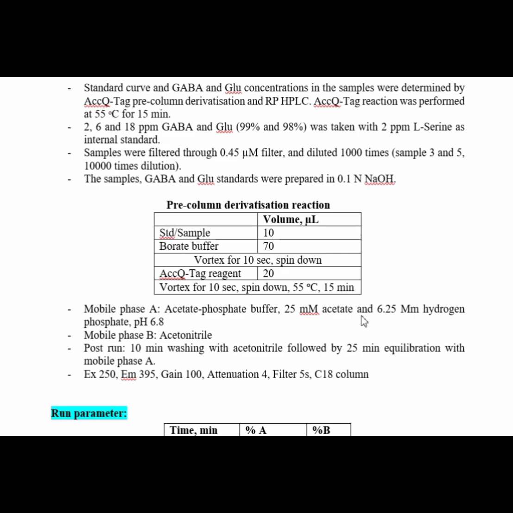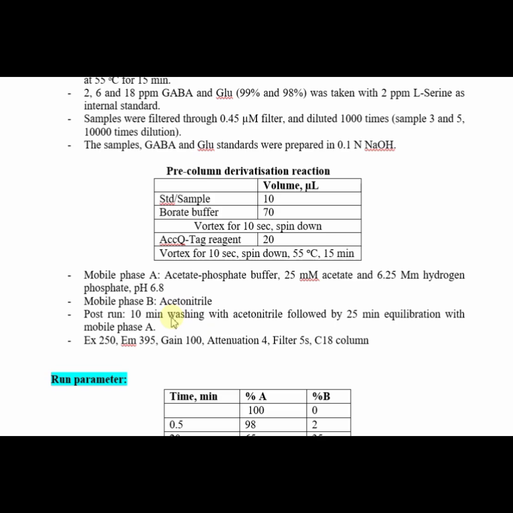For the amino acid estimation by RP HPLC, we can take mobile phase A, that is acetate phosphate buffer. Composition is 25 millimolar acetate and 6.25 millimolar hydrogen phosphate, pH 6.8. Mobile phase B, acetonitrile absolute. After running, a post-run 10-minute washing is necessary with acetonitrile, and that is followed by 25-minute equilibration with mobile phase A.